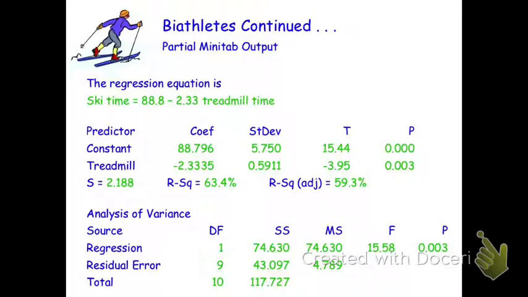So I'm skipping this part. So here's the computer output. This is a completely new problem. So this is the second way that I could present data to you.